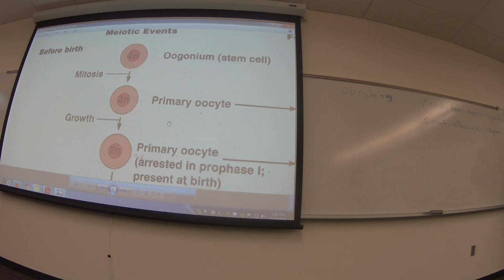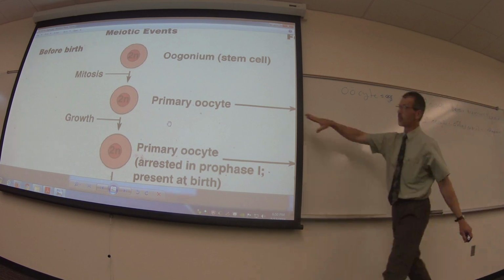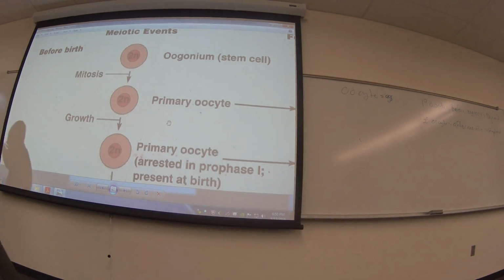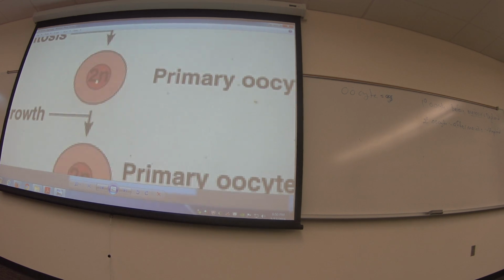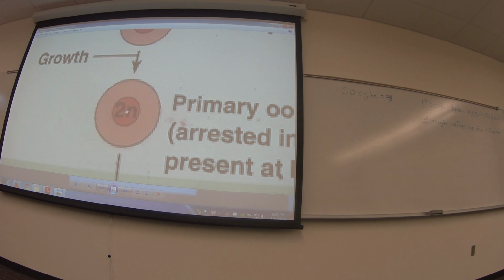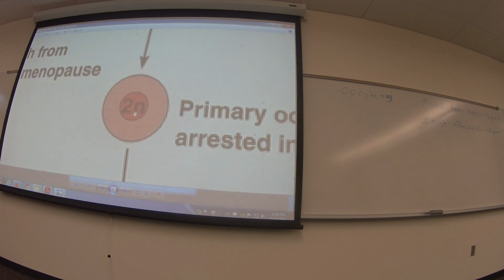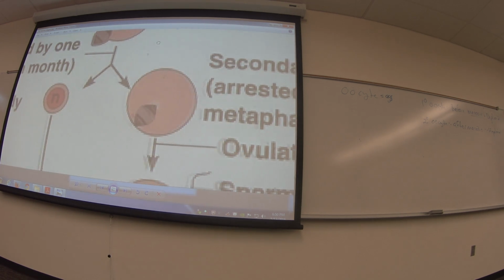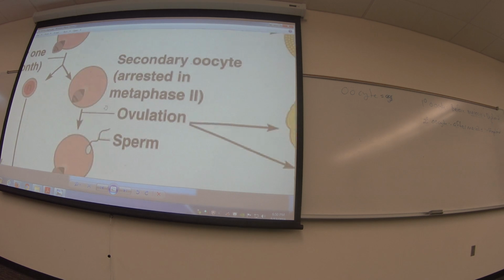So on this picture, we have a primary oocyte here because I haven't done meiosis yet. I've done mitosis, but that's not the same. So this is 2N. Here's diploid. Here's diploid. Uh-oh, those are N's. That's secondary. That's after meiosis.